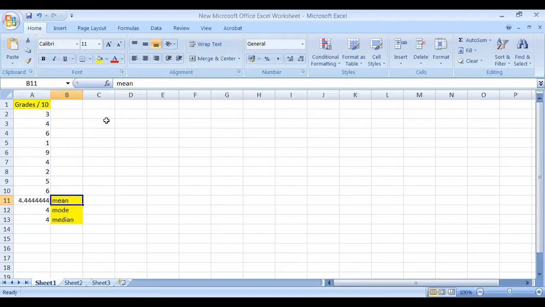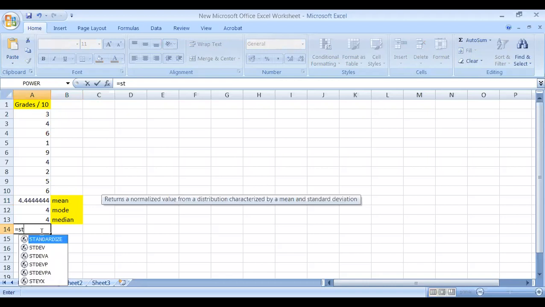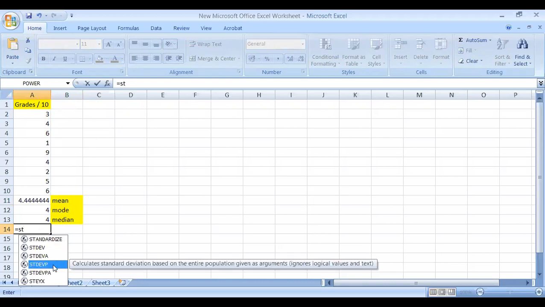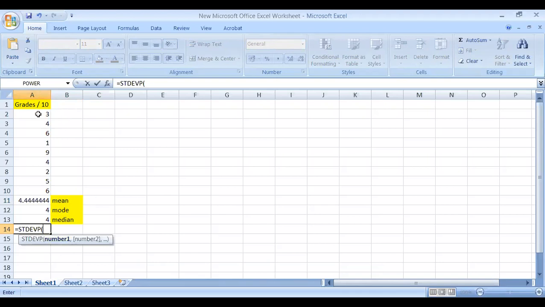Okay, let's move further. Let's try to find the spread of this data, how spread this data is, right? Let's calculate the standard deviation of this data. How will you calculate standard deviation? We say equal to standard deviation. Now, standard deviation has some variations as well, but I would suggest all of you to use the Excel function STDEV.P, with a P, because this is for population, right? So this one you should use to calculate the standard deviation spread of the data.